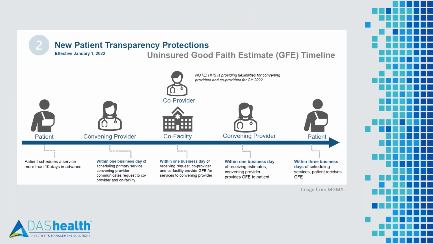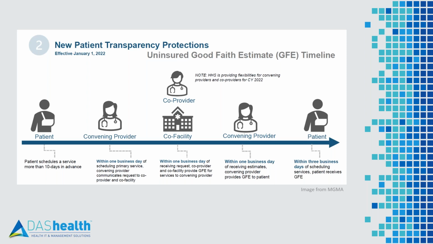Again, another MGMA graphic here, but it's a goodie. So this is going to show you the timeline expected by CMS for providing these good faith estimates. So you can see it starts with the patient scheduling a service. Next, the convening provider. It's a very technical term that they use in legislation, but it really means that rendering provider or the main provider providing that care.